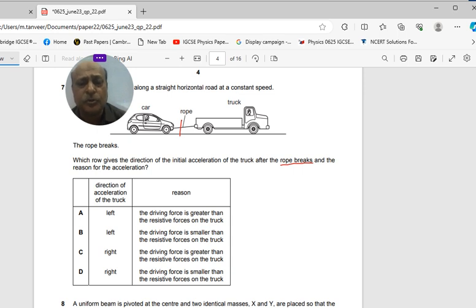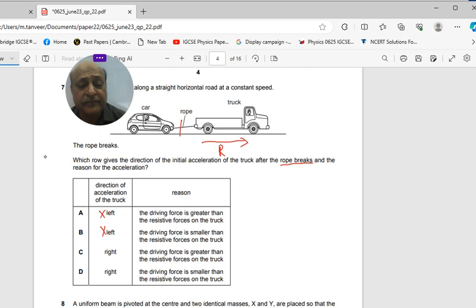The mass of the truck is more, and the mass of the car is less. So when the rope breaks, the truck will continue its motion in this direction due to its greater mass. This is due to inertia. So the direction of acceleration of the truck is towards the right. So your left option is wrong. Now you have to choose from these two options. The direction of acceleration of the truck is towards the right. This has been decided.